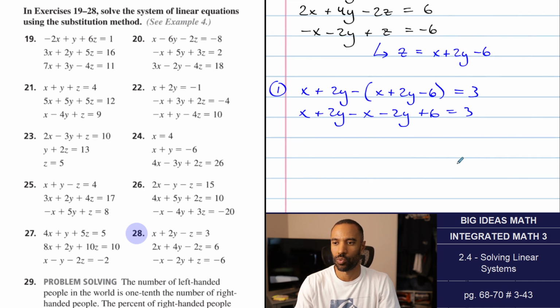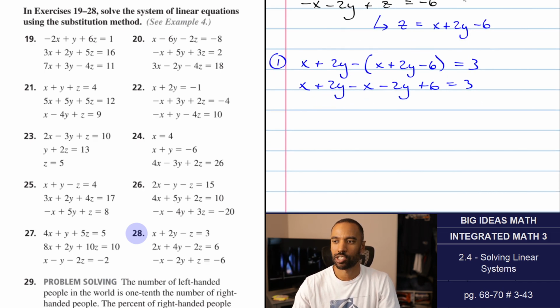Okay, so this will take care of itself pretty fast then. X minus x is 0. 2y minus 2y is 0. And you get 6 equals 3. As a result, that'll be a no solution case. You'll be done there.